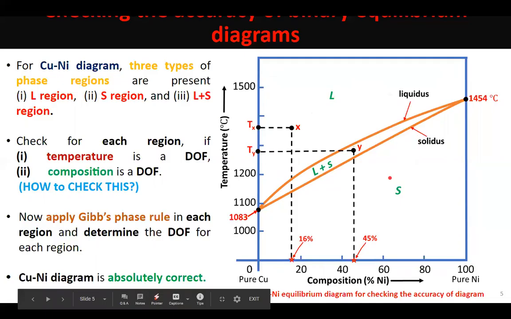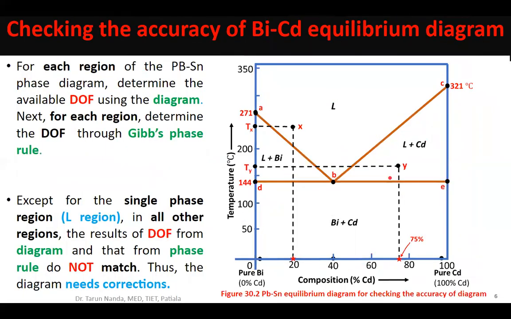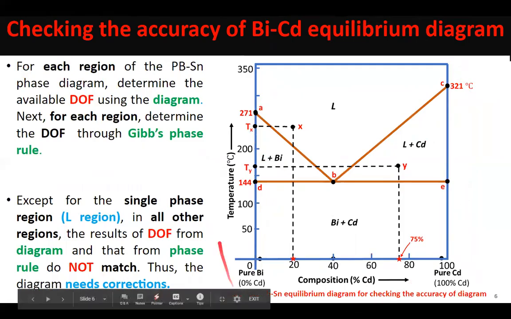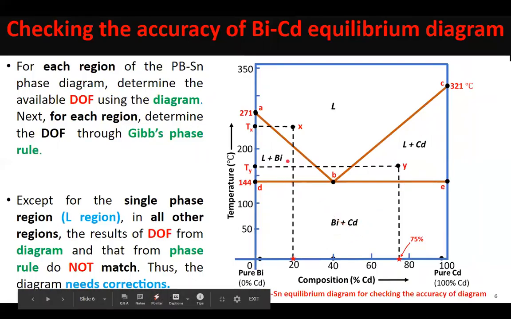But students, if you try to apply the same to any equilibrium diagram which belongs to the type 2 system, see, the experimental method had given us that this is our diagram. So in this region there would not be any disparity. Here there would be no disparity. Here also there might not be any disparity. But when you will come to this region, okay, here also there might be disparity. But let me check here.